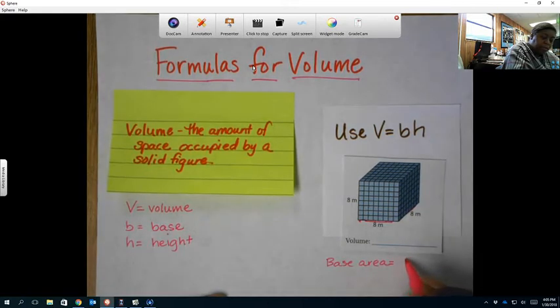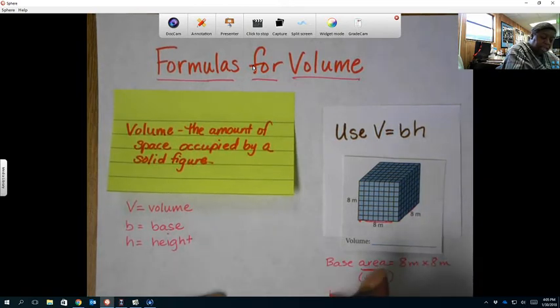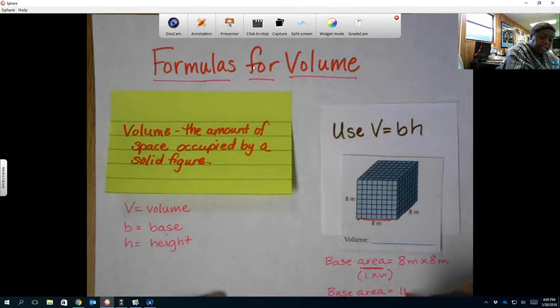So I'm going to find the base area by multiplying 8 meters times 8 meters. Because you remember, area, from when we did before, is length times width. So the base area is 64 square meters.